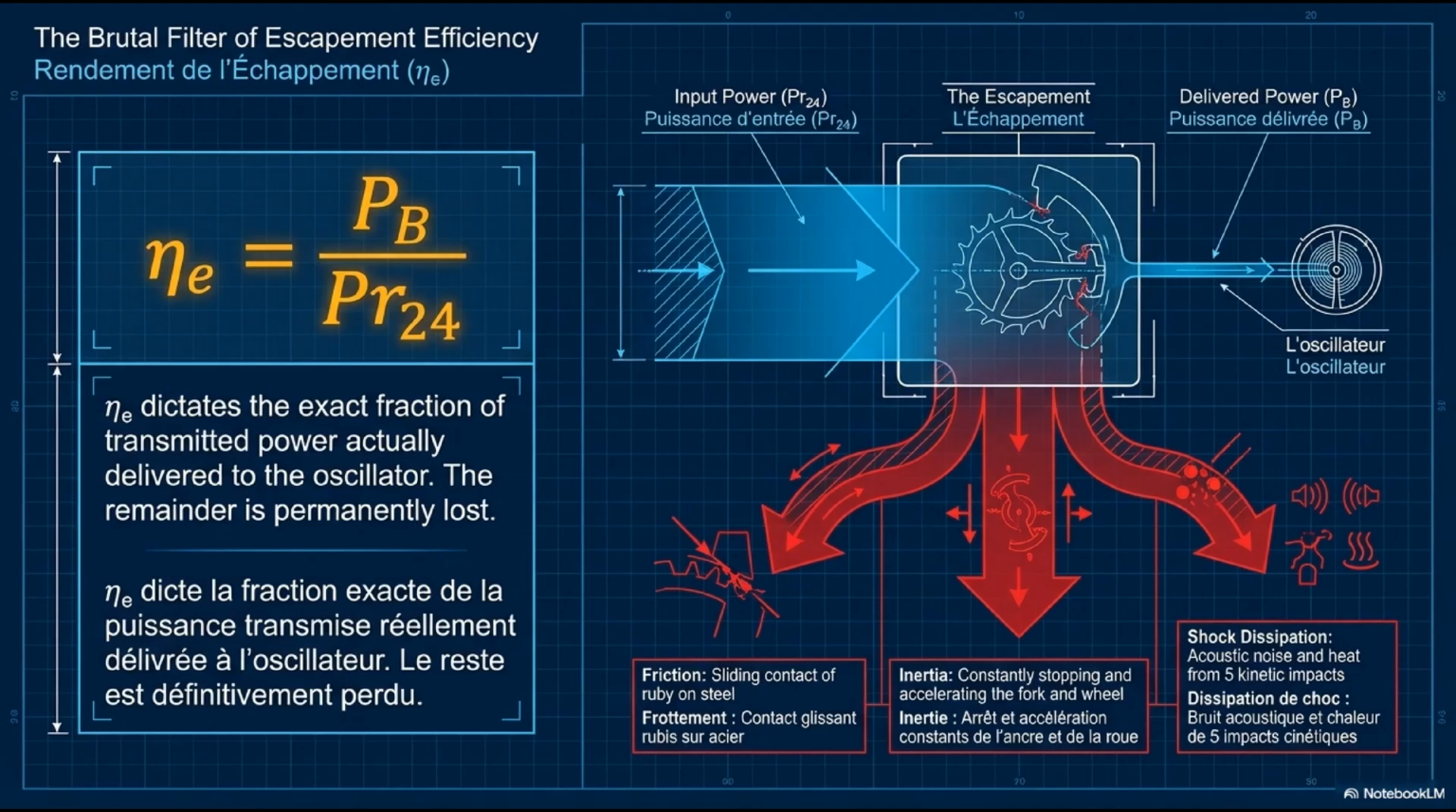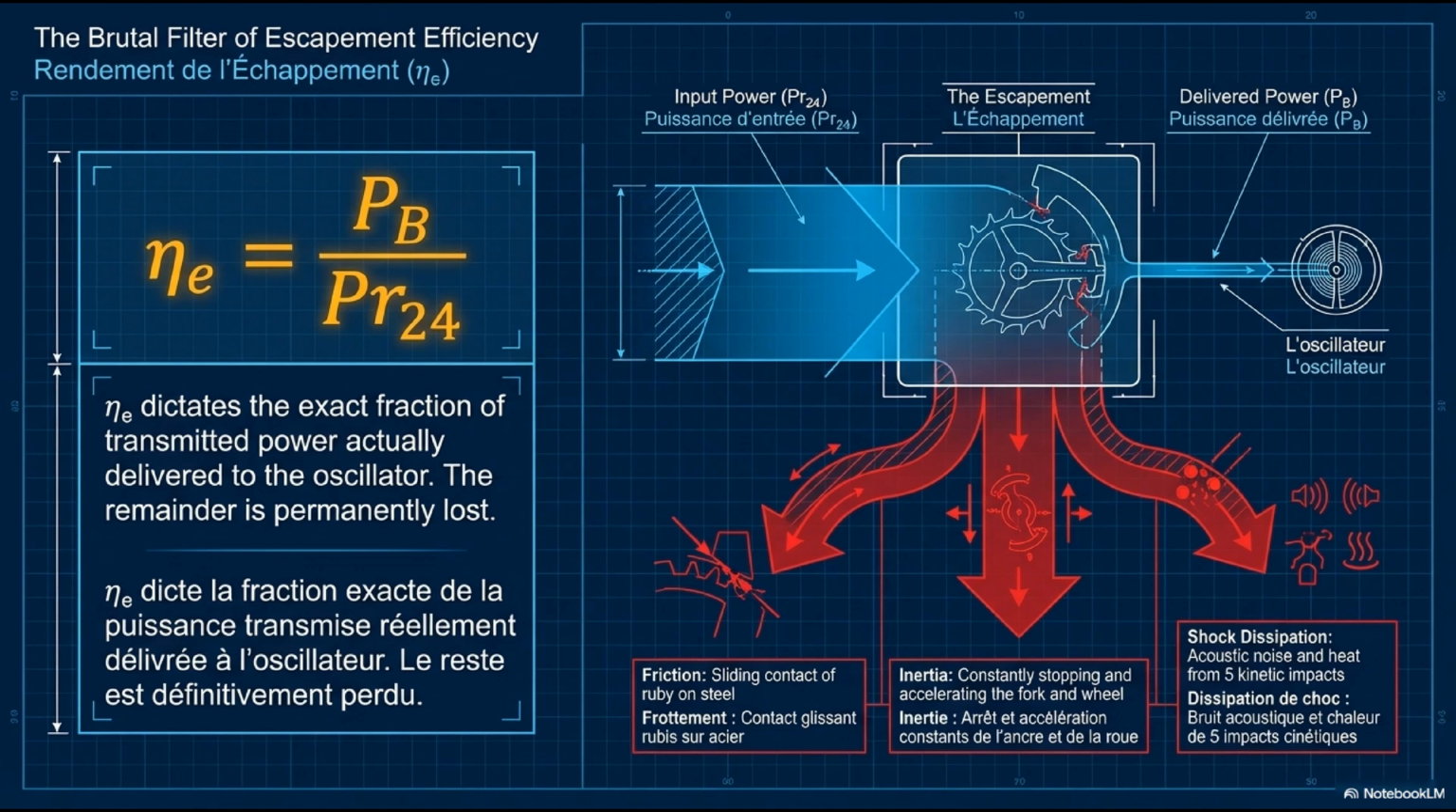Here is the most sobering number in all of watchmaking, the escapement efficiency ceiling. The formula is simple, ETAE equals PB divided by PR24. Power delivered to the balance, divided by power available at the escape wheel. What fraction of arriving power actually reaches the oscillator? 3 loss mechanisms consume the difference, labeled in the diagram.